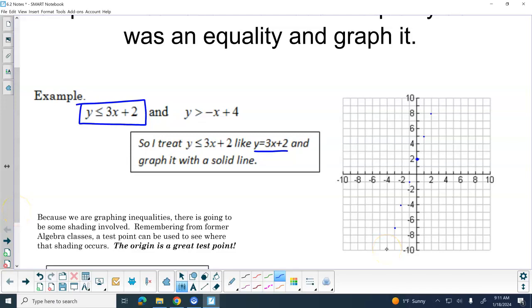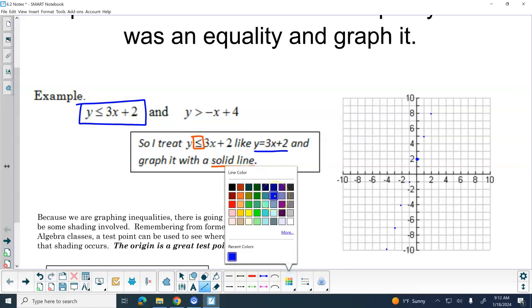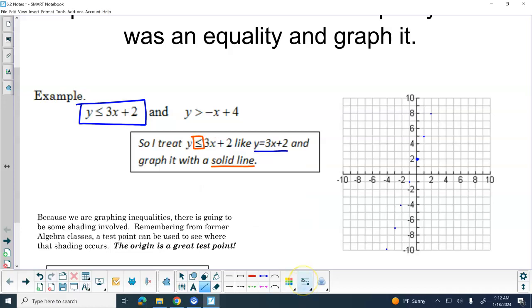Then I have to determine, because it is a less than or equal to, I'm going to graph that with a solid line. If it was just a less than or a greater than, I would graph it with a dashed line. Okay? We did some of these first semester, but we just did singleton ones of them. So that's going to go on there with a solid line. With me?